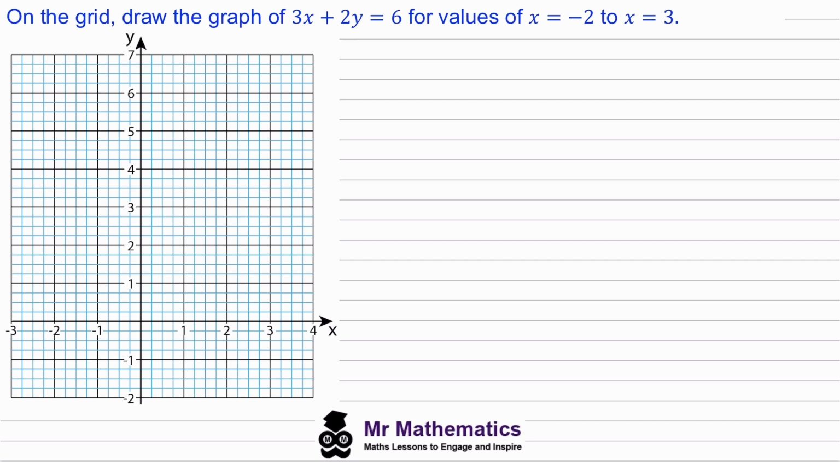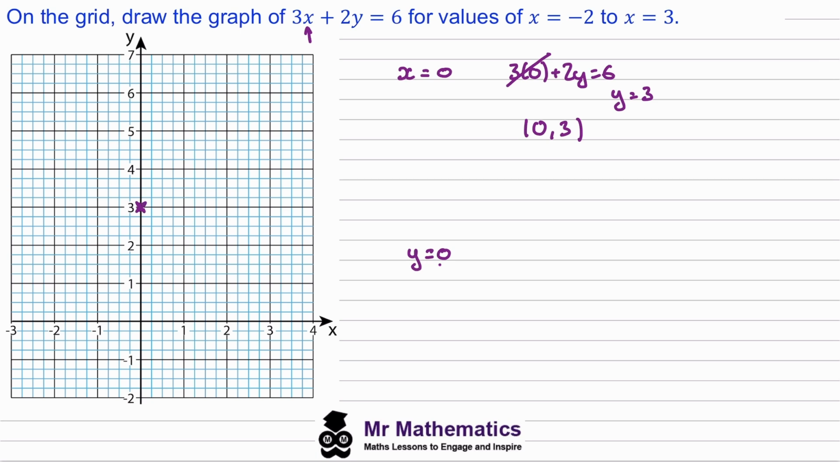Okay, so welcome back if you had a go. So I'm going to plot this using 2 points. The first one when x equals 0, and the second one when y equals 0. So if x equals 0, we'll substitute 0 into here. So 2y will equal 6. This will become 0, so y will equal 3. So we get the coordinates 0 and 3, which I can plot on the grid here.